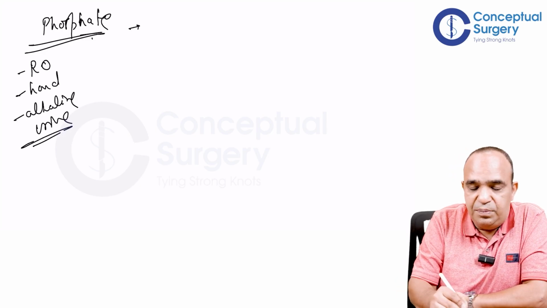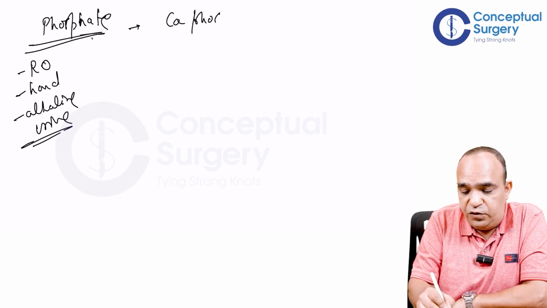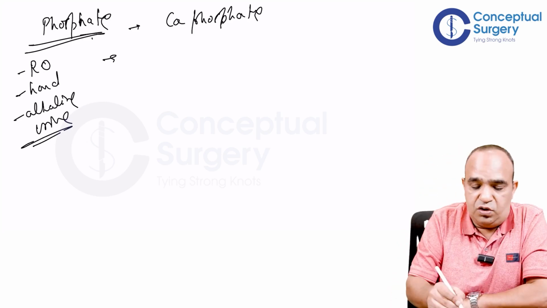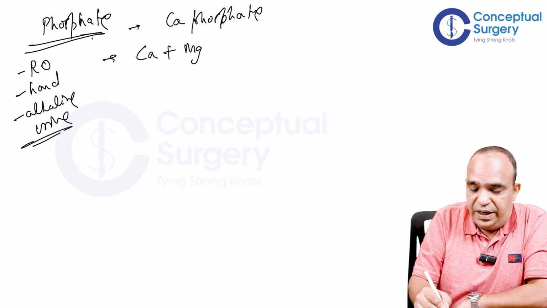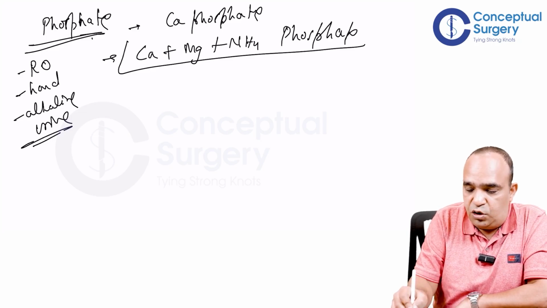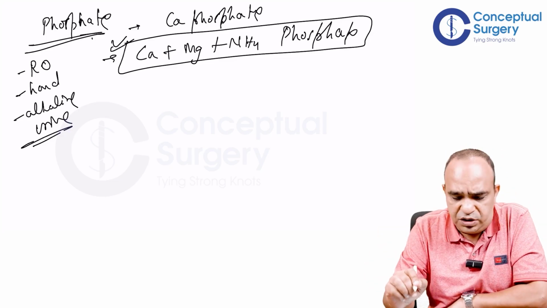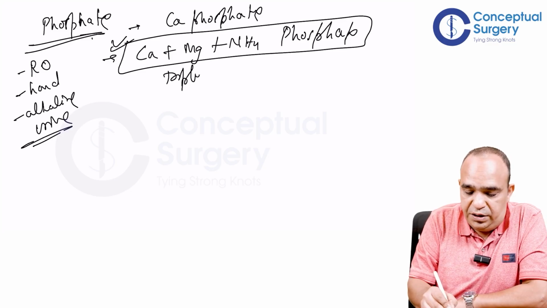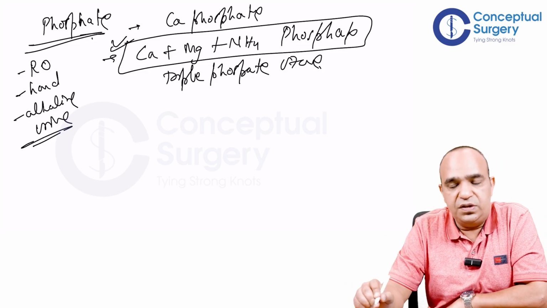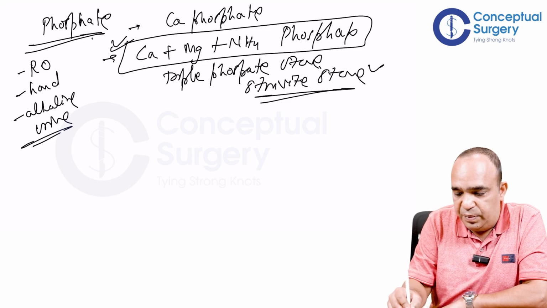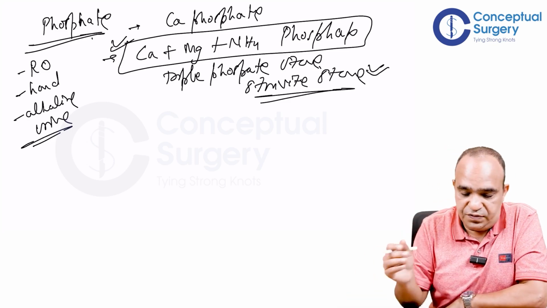Now, phosphate stones can be single phosphate, that is calcium phosphate. Mostly, they are a combination of three phosphate salts: calcium, magnesium, ammonium phosphate. That is another question. This combination you have to remember. I do have a question on this also. Calcium, magnesium, ammonium phosphate. That is why we call it triple phosphate stone, as mentioned in the previous question. This is also called struvite stone. So remember this term also. Struvite stone is triple phosphate stone.